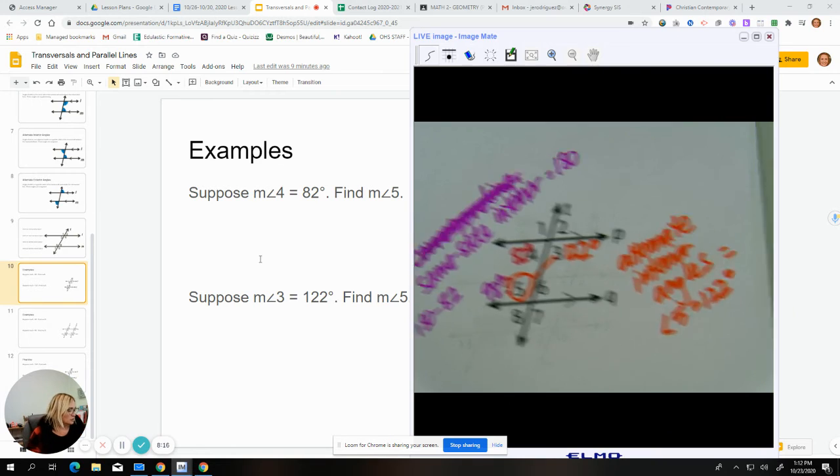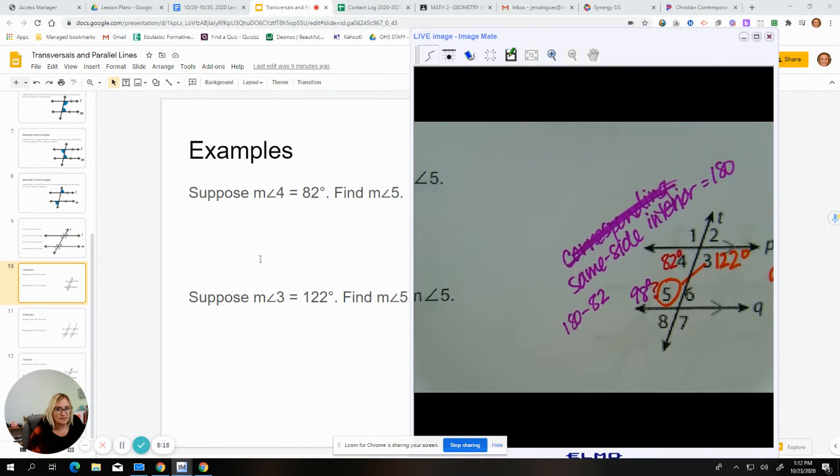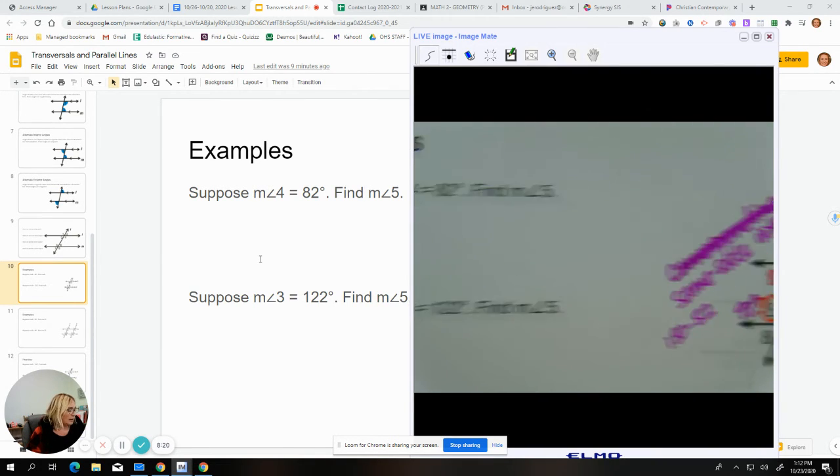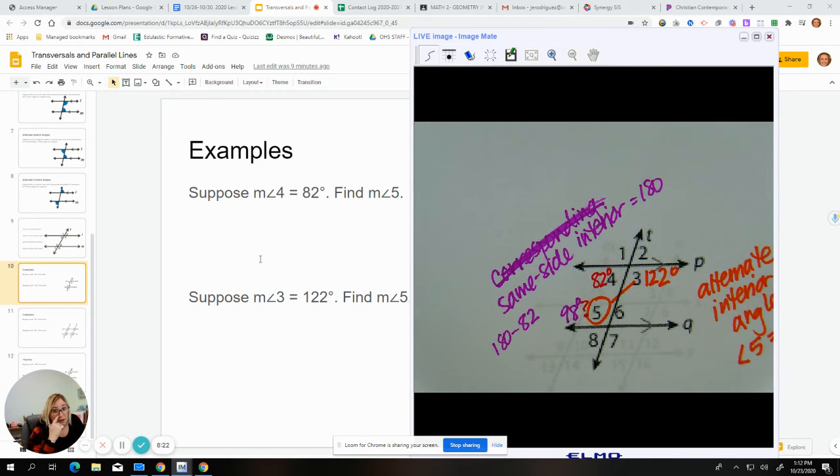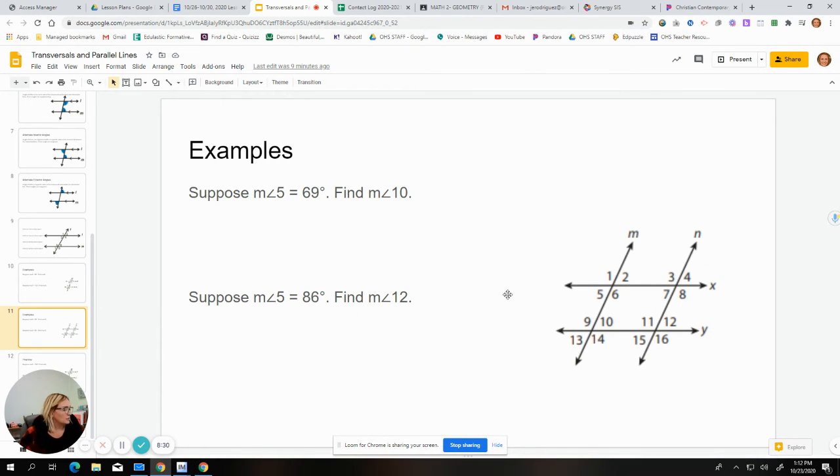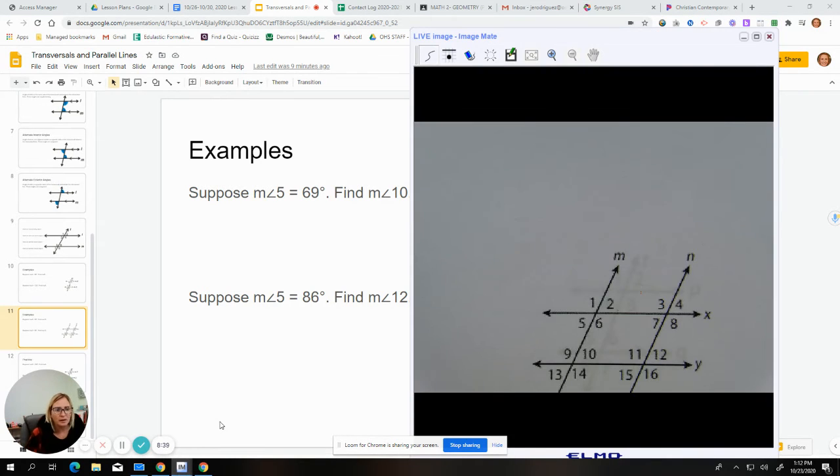Okay? So our first example shows us that we have same side interior. Our second example gives us alternate interior. And so those are two ways of doing it. Okay, here's another example that we're going to work through. So let me pull up the screen again.